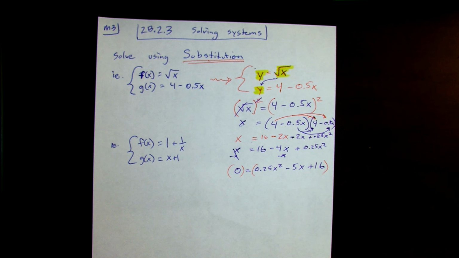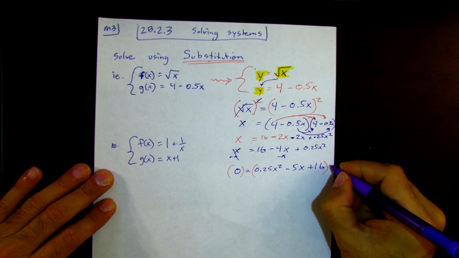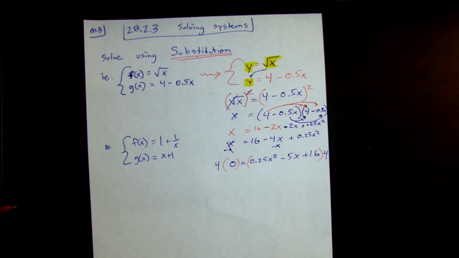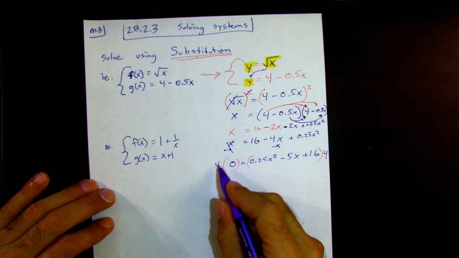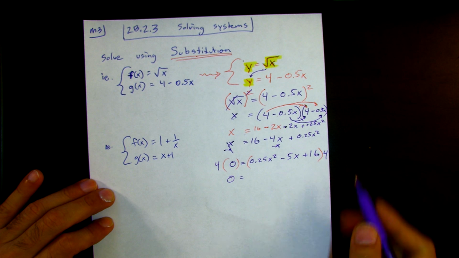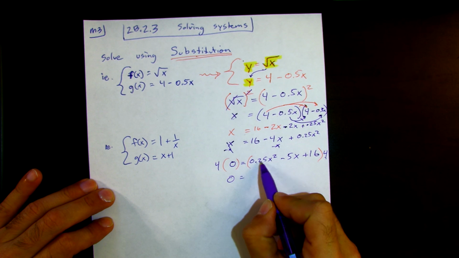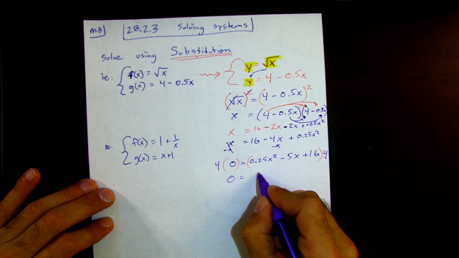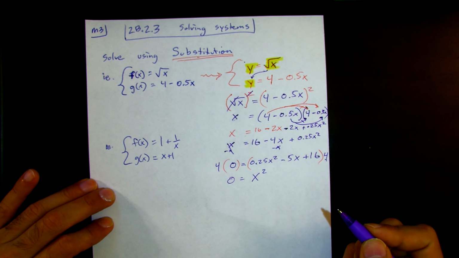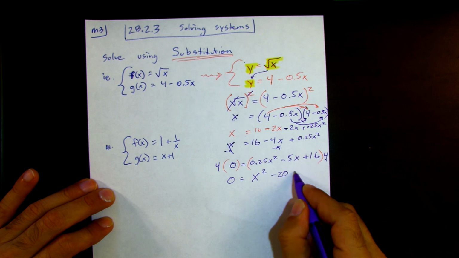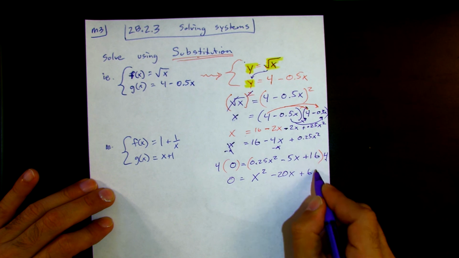Not quite, not quite. All right, here we go. Watch. I'm going to multiply by 4. This is kind of a little clever thing. I don't think you'll see a problem like this all the time, but I want to teach it to you because watch what's going to happen. 4 times 0 is 0. That's nice. 4 times 0.25, 4 quarters. 0.25 is a quarter. 4 times 0.25 is 1x squared. 4 times negative 5x is negative 20x. 4 times 16 is 64. Okay.